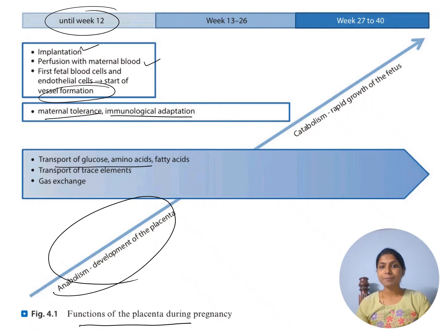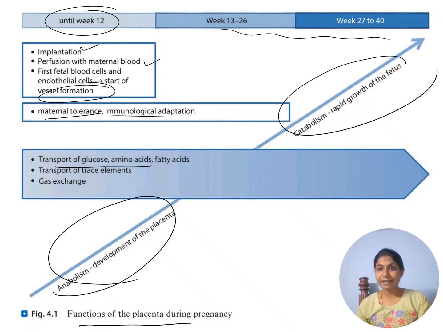But from week 13 to 26 and week 27 to 40, that is, in the second half of the pregnancy, there is catabolism. Why is there catabolism? Because this ensures the rapid growth of the fetus. What is necessary for the rapid growth of the fetus? The transport of glucose, amino acids, fatty acids, and also some trace elements like zinc and magnesium, which are necessary for fetal growth and brain development.